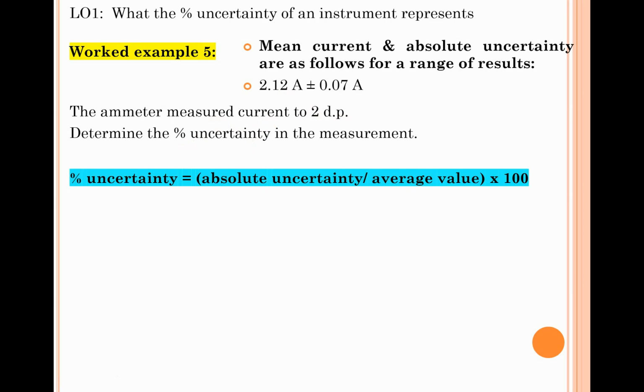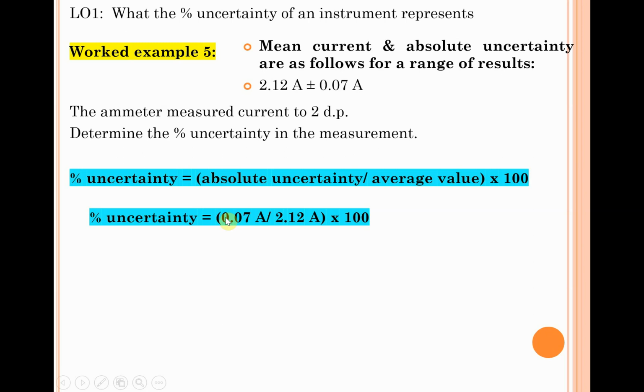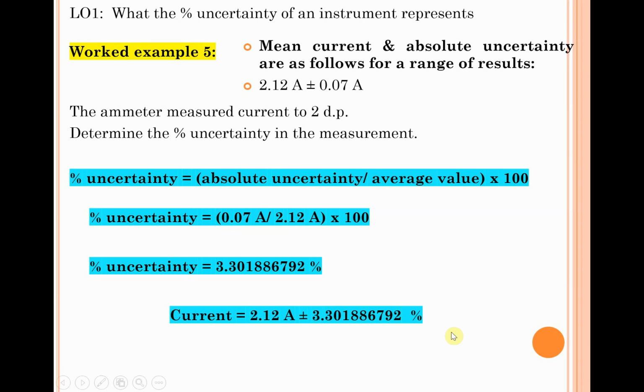Again, if you write out the respective equation, if you now sub in the respective numbers, 0.07 divided by 2.12, that's what the percentage uncertainty is equal to. Again, just be careful copying those numbers out. Double check if necessary. We tick maybe in your wee answer just to make sure you've done that with a pencil. And then of course we can say now, look, your current is equal to 2.12 amperes plus or minus this long string of digits.